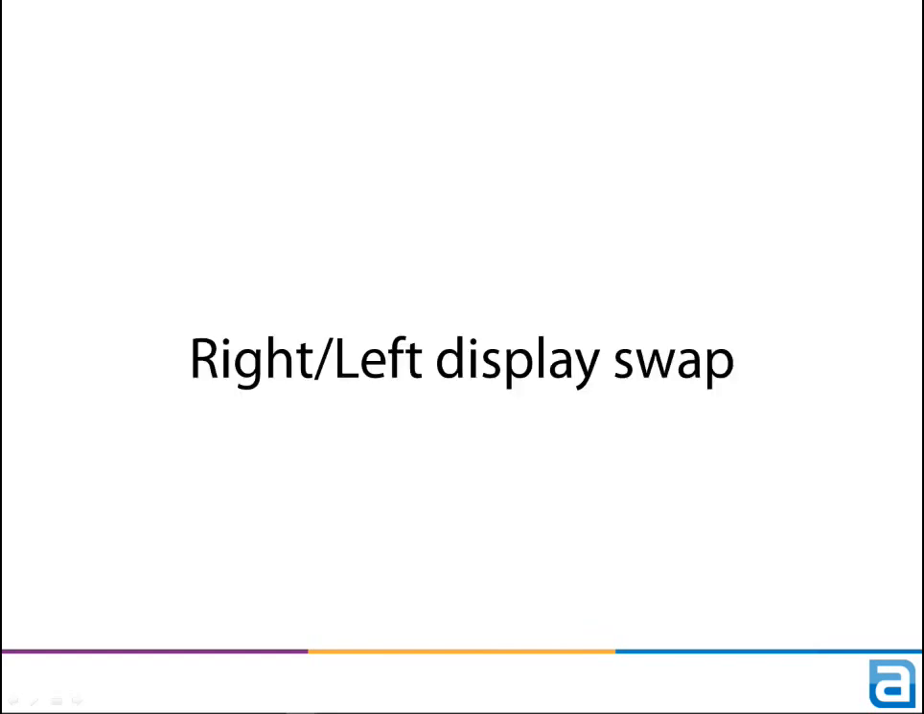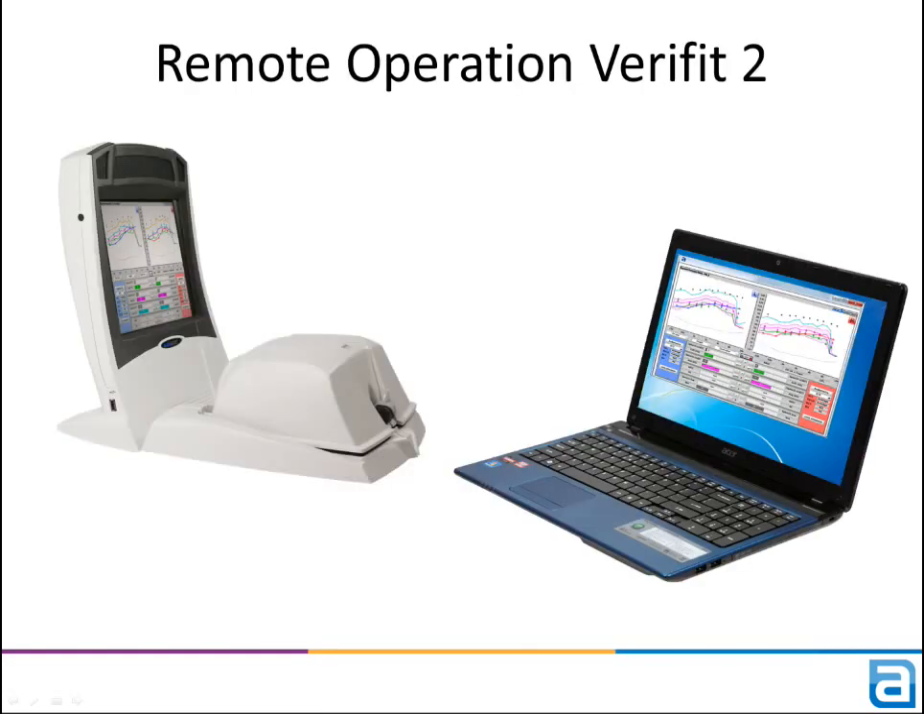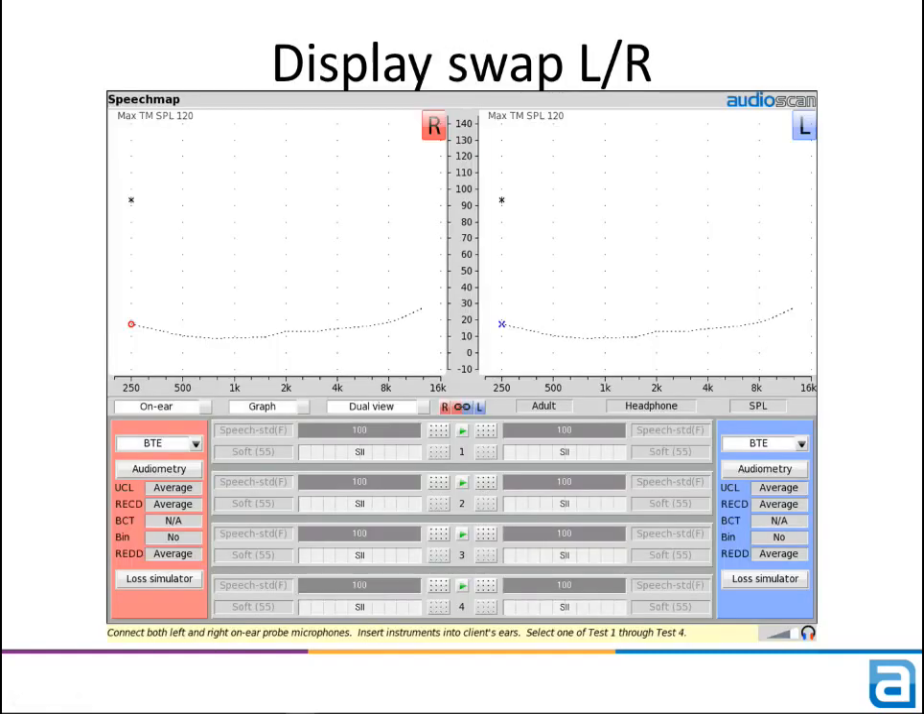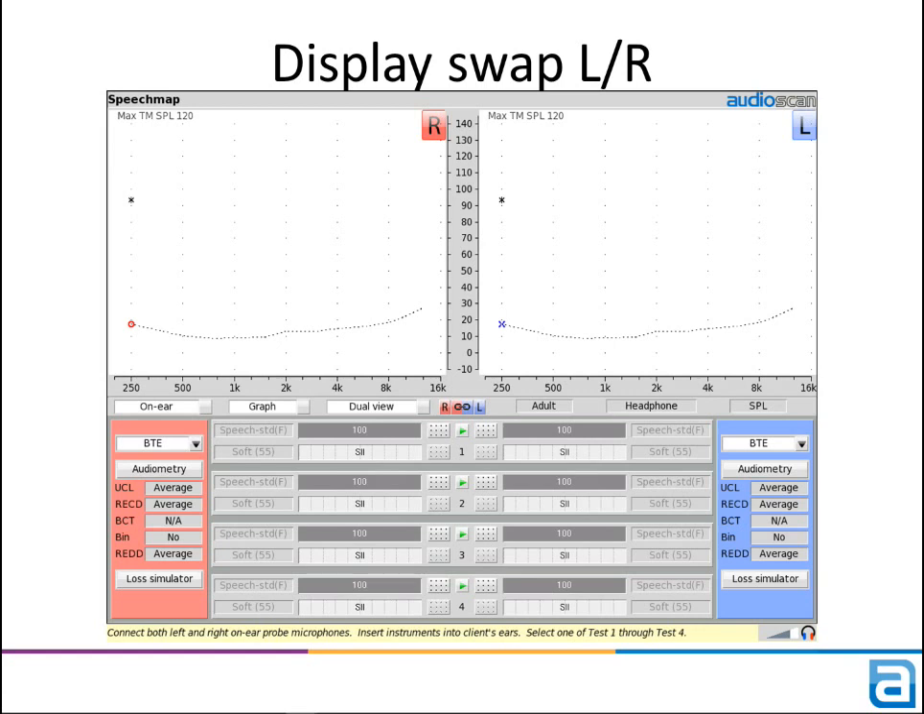The Verifit has always had REM speakers situated above the display screen. Generally, the client would sit facing the screen, so the left and right sides of the dual-view display were naturally on the left and right. With the new remote operation from the PC desktop becoming more popular, the reversed clinician view can make more sense. This feature, found under Setup, Speech Map, swaps the left and right so that the Verifit viewed on the PC will match the fitting software or NOAA.